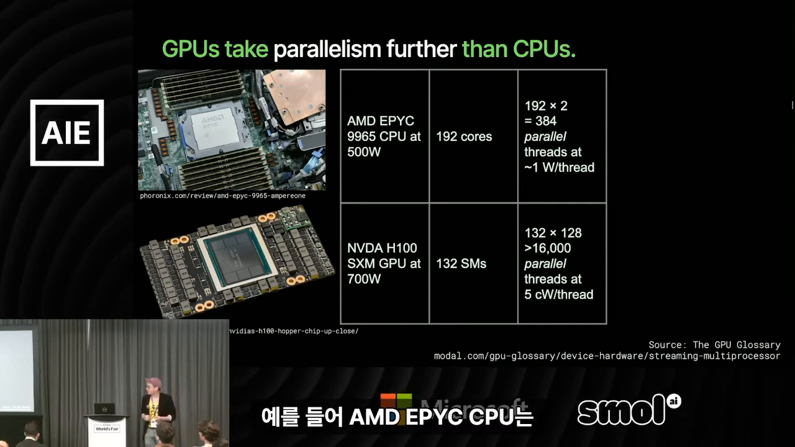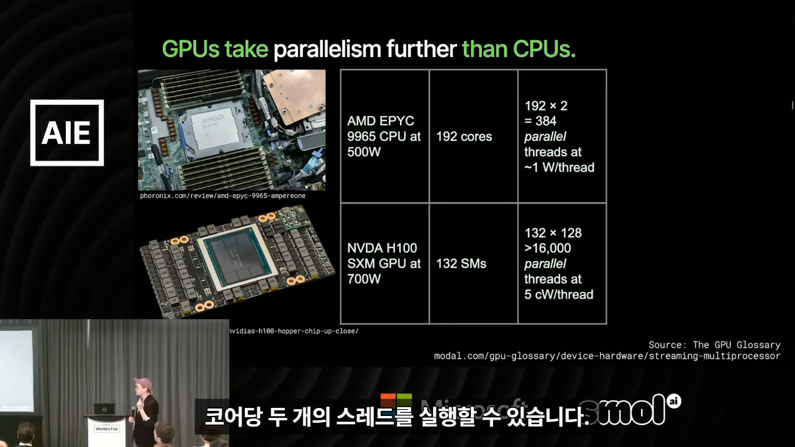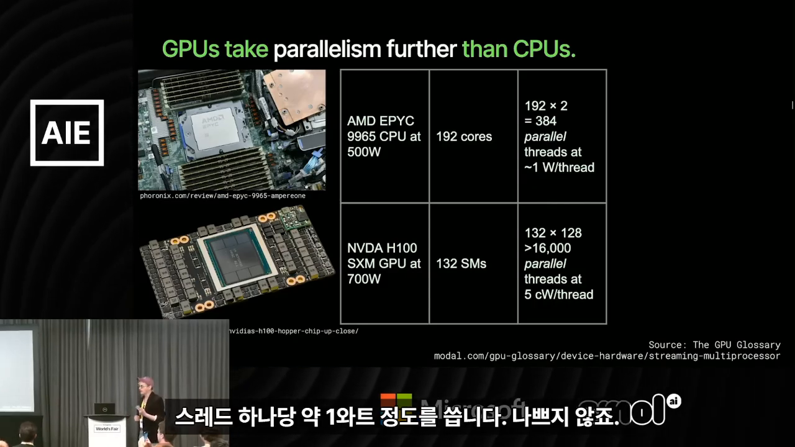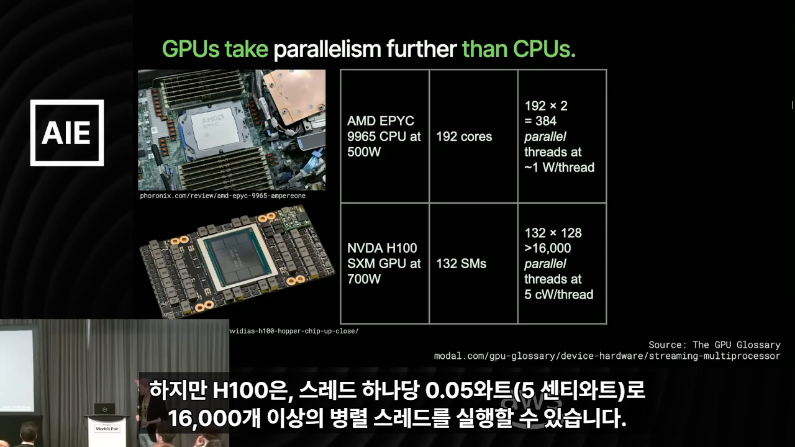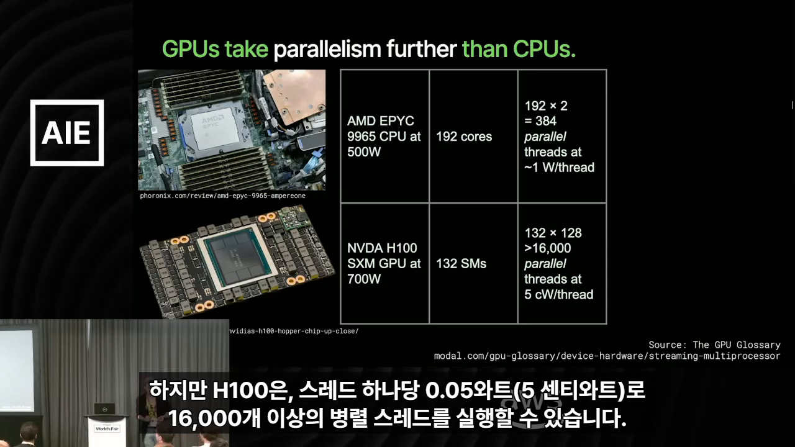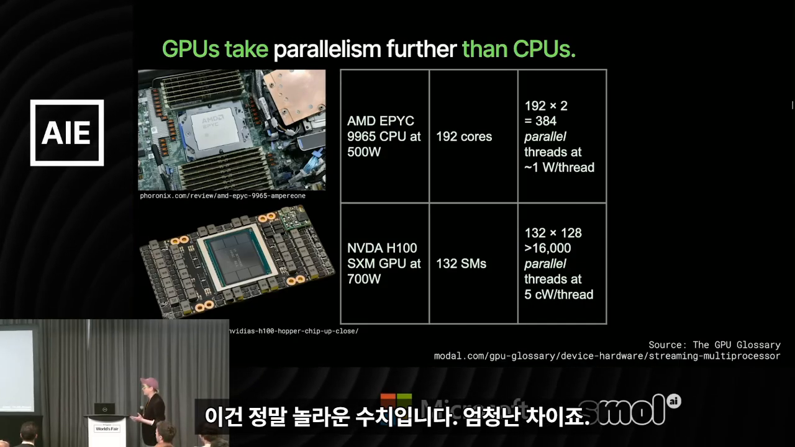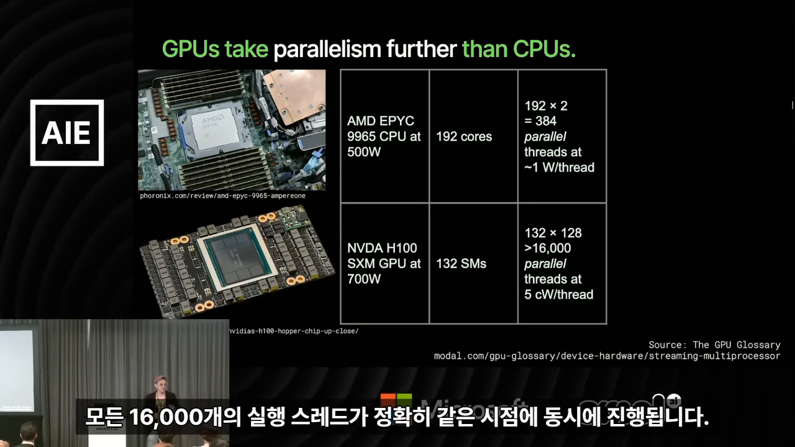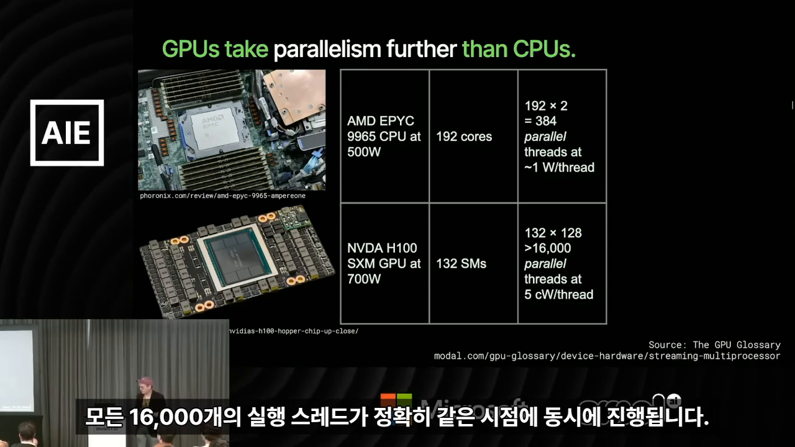An AMD EPYC CPU can do 2 threads per core at about 1 watt per thread. That's not bad, but an H100 can do over 16,000 parallel threads at 5 centiwatts per thread, which is pretty amazing. Very big difference. And parallel means literally every clock cycle, all 16,000 threads of execution make progress at the exact same time.